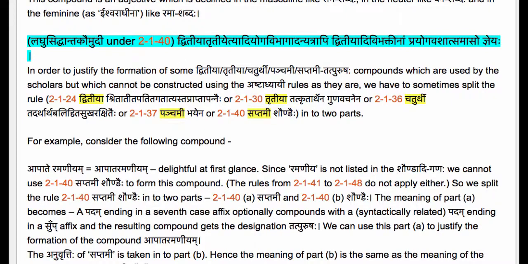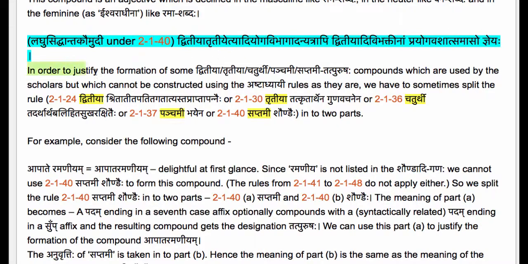Okay, the statement says: Dvitiya Tritiyetyadi Yoga Vibhagadanyatrapi Dvitiyadi Vibhaktinam prayogavashat samaso jneyah. Dvitiya tritiyetyadi yoga vibhagat anyatra api dvitiyadi vibhaktinam prayogavashat samasah jneyah.